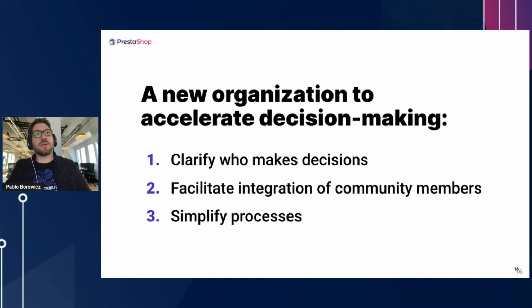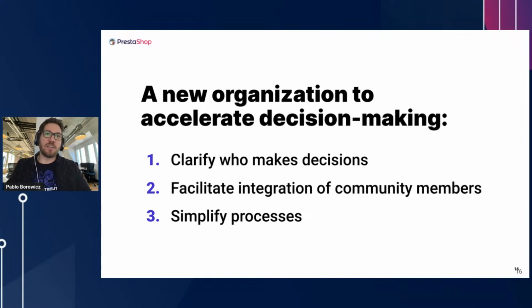This organization has three objectives. The first one is to clarify who makes decisions. The clearer it is who has to make a decision, the easier it is to get in touch with that person or people to get them to make a statement on that decision. If we don't know who needs to make a decision, then we need to figure out how we're going to make that decision. So that is a problem.